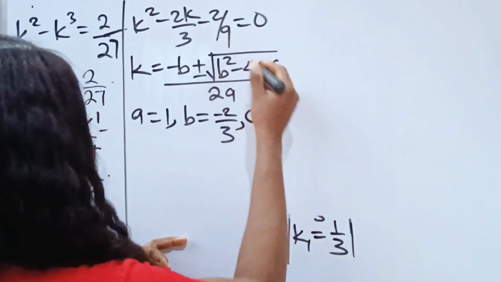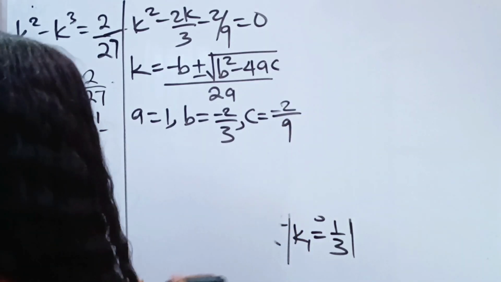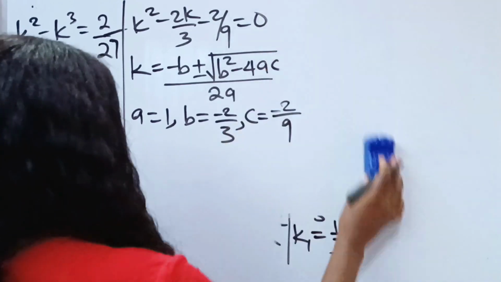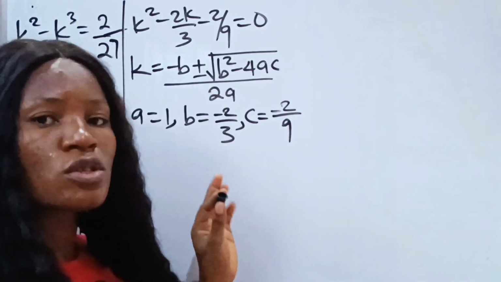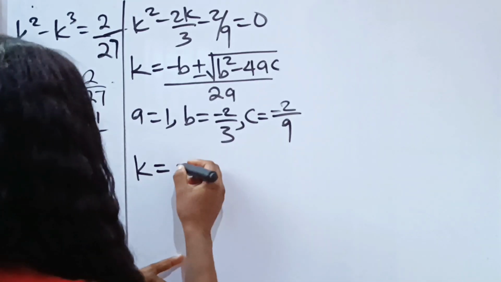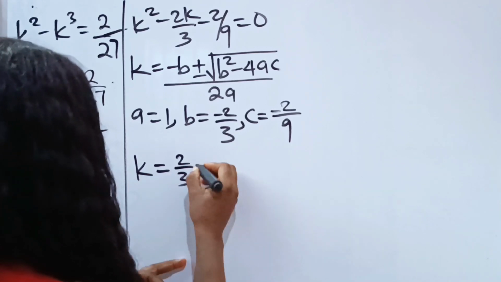All right. So our c is our constant, which is minus 2 over 9. Let me write this somewhere, that the first value of k is 1 over 3. Now we can substitute into this quadratic equation. So when we do that, we have that k is equal to minus this, which will give us plus 2 over 3, right?